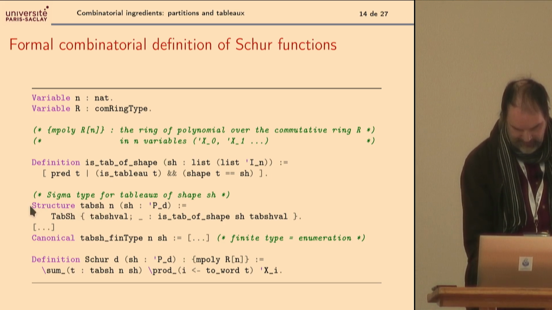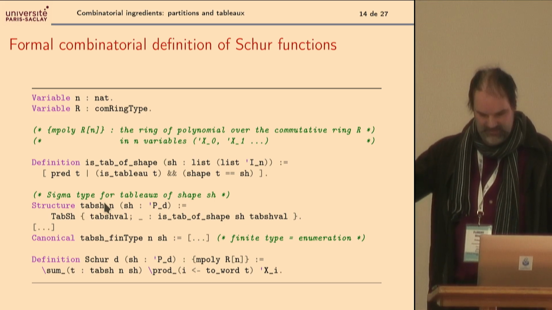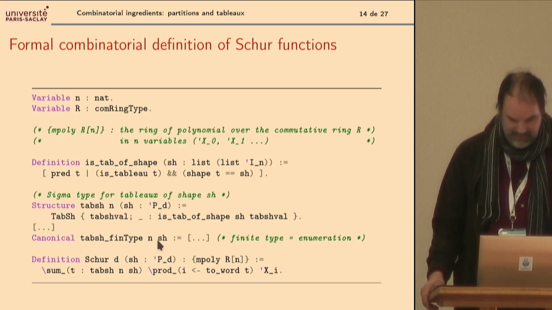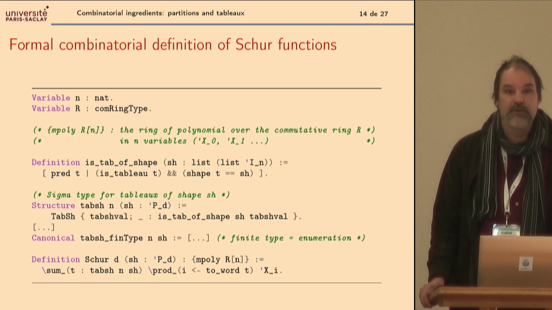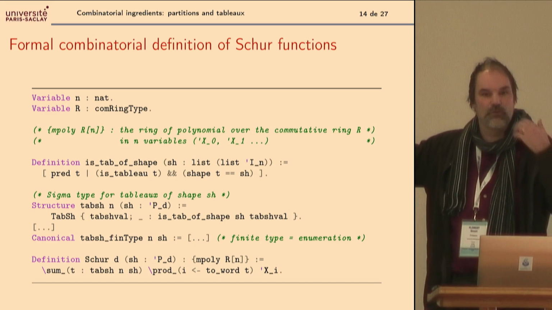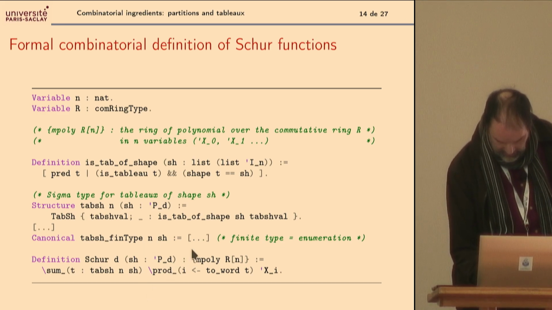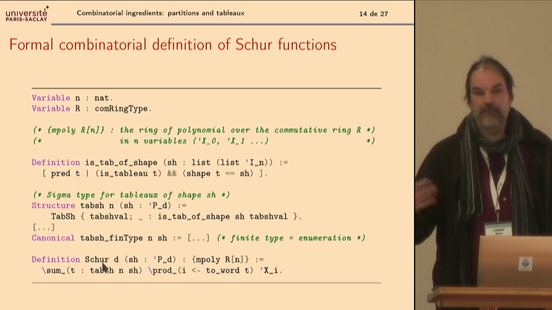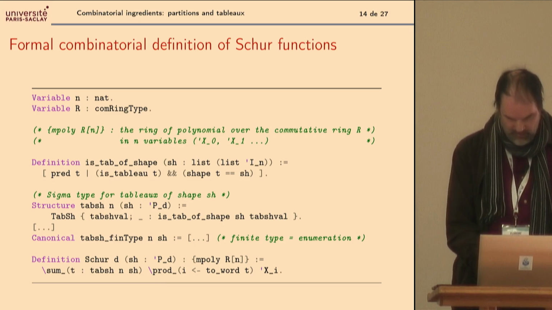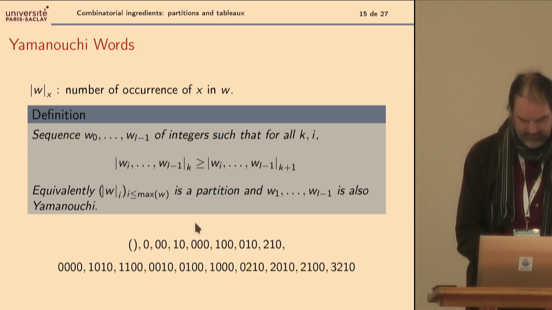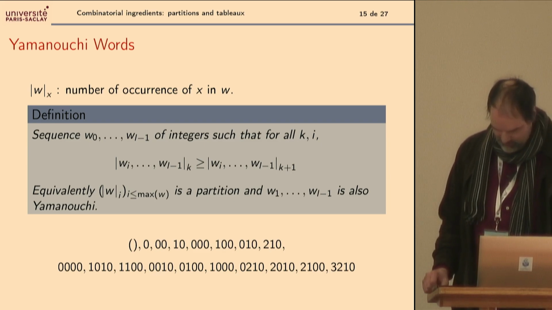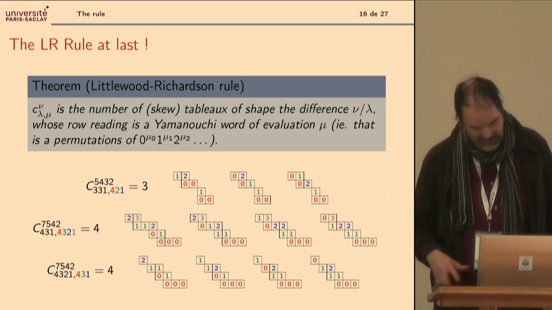So I'm defining a sigma type for tableaux of a certain shape, and I'm giving it a mathematical components structure of a finite type, which means I'm really giving to Coq a way to enumerate all the solutions. And then in this definition, I'm defining a multivariate polynomial by the sum over all tableaux of the product of et cetera, et cetera. Just a translation of whatever. There is a technical condition. I don't want to give you this definition if I'm not asked.